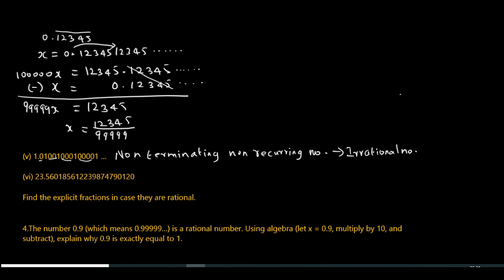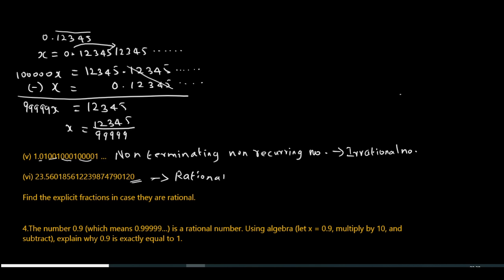Let's see the next: 23.56018561239874790120. That's all. With 2 0 it ends. No more dots, so it ends. It is a terminating decimal, which means a rational number. Terminating decimal, so rational number.